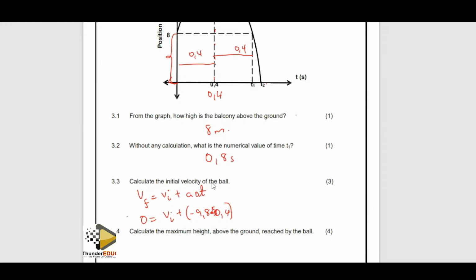Then Vi minus 3.92 is equal to 0. Then move it that side, which means the initial velocity is 3.92 meters per second. Which direction? It is basically upwards.